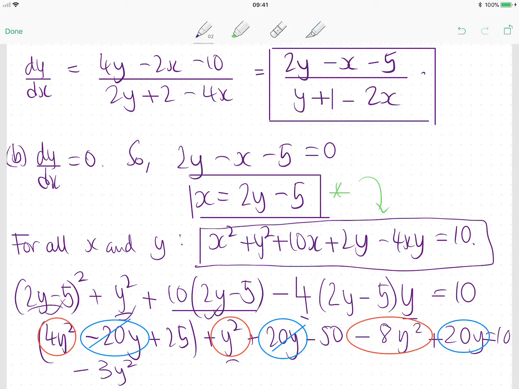Let's just double check that. It's easy to make mistakes here. So we have plus 20, yes, okay, so they cancel. We have 20y. And how many constants do we have? We have 25, take away 50, and if we bring this 10 over, so what's that, minus 25, minus 35, equal to 0.